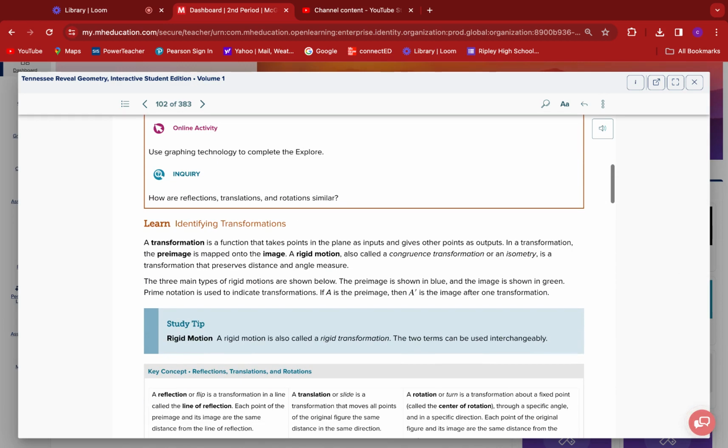Okay, here goes. A translation is a function that takes points in the plane as inputs and gives other points, which are outputs. Again, the pre-image is your original, image is your new. Rigid motion is when you don't change the shape or size of the shape. It stays the same shape and same size. Isometry, you might see this word later on because they have a whole unit on transformations. So you might see that word again.